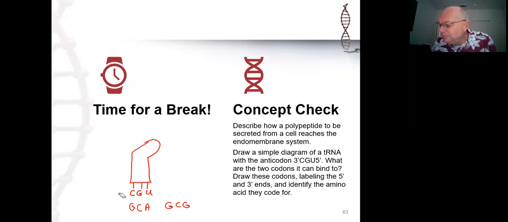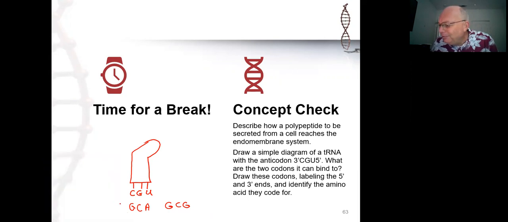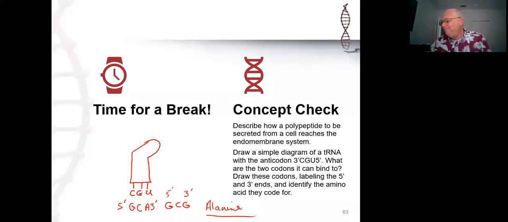This will be the 5', oops, I don't want the eraser. I do want the pen. This will be the 5' end, and this will be the 3' end. This will be the 5' end. This will be the 3' end. And the amino acid, alanine. But there are 4 codons for alanine.